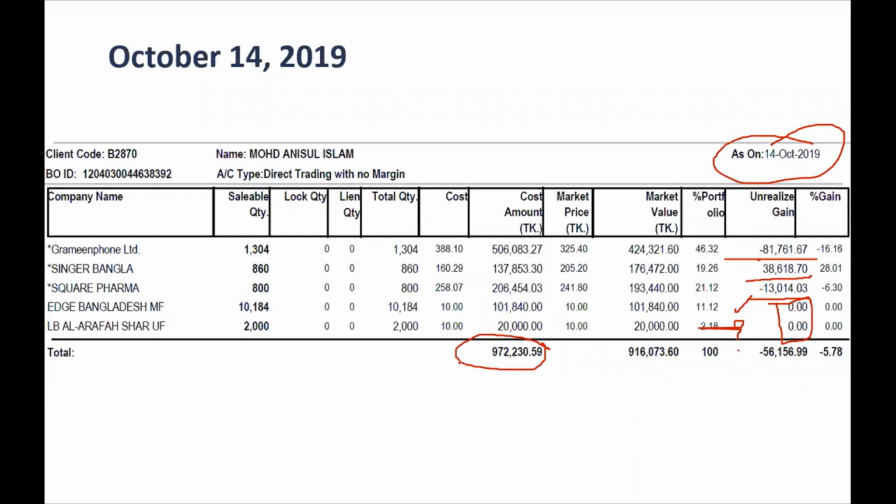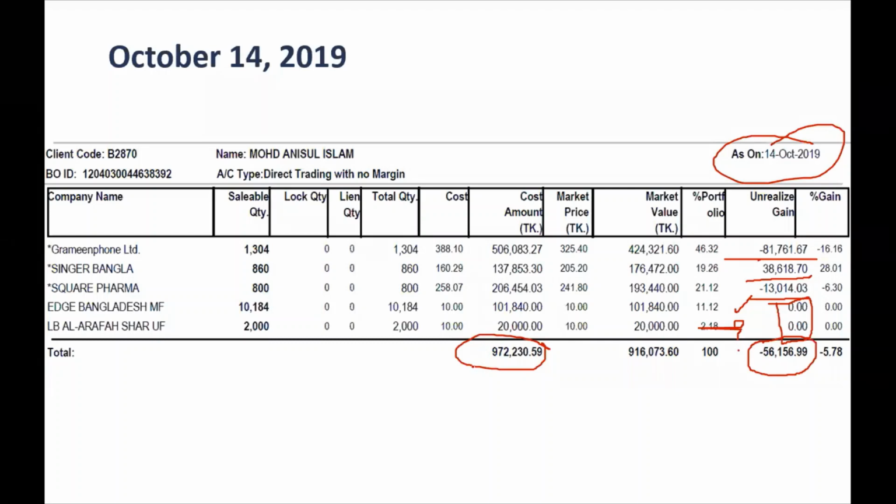So out of approximately 1 million investment, approximately exactly 1 year ago, I had losses in total. How much? 56,156 out of my total. Yeah, 56,000 taka. Is it too small? From the perspective of a person who has started his career only 4 years back, it's huge money, sir.